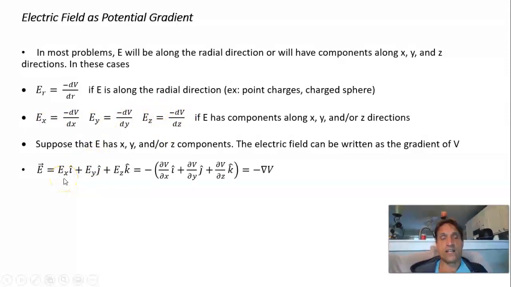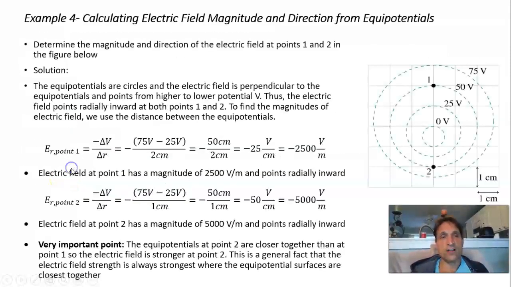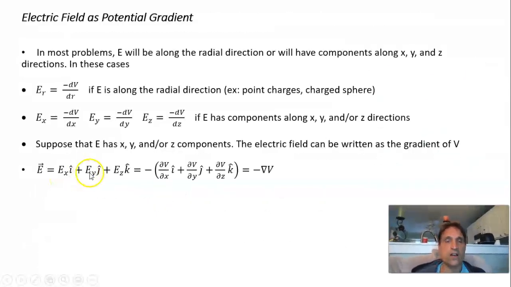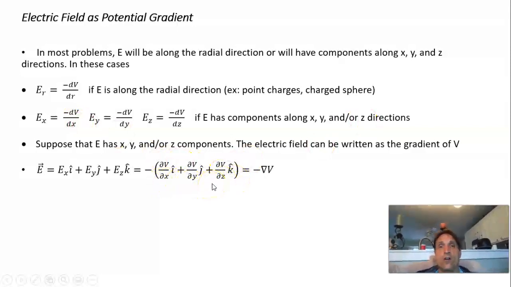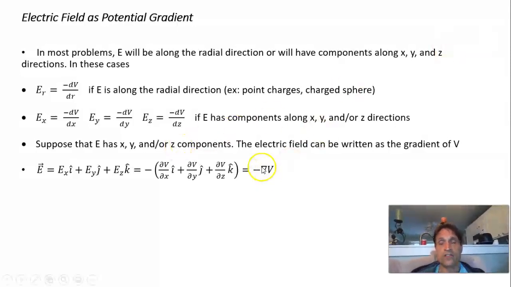And so we can write E as the X component along the I direction, EY along the J direction, and EZ along K. And you plug these in. Mathematically, this expression is called the gradient. You may have seen the gradient in Calc 2 or Calc 3, and that's denoted by this symbol del, which looks like an upside down triangle.